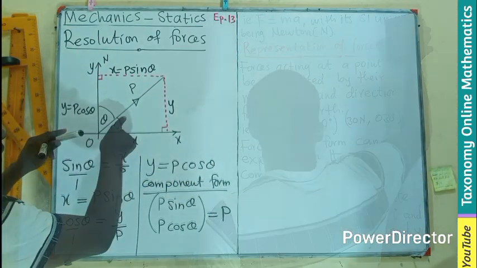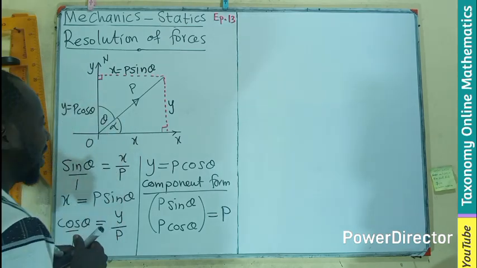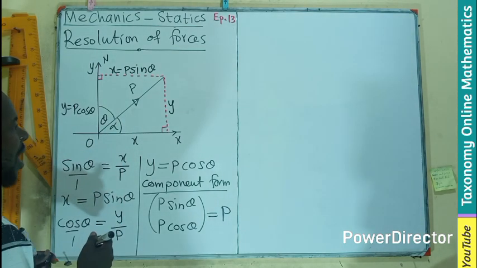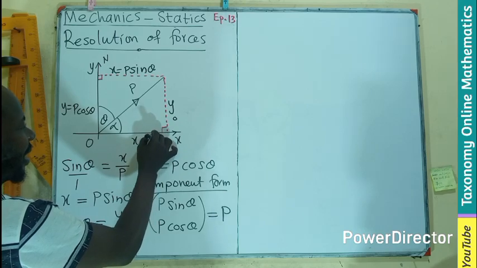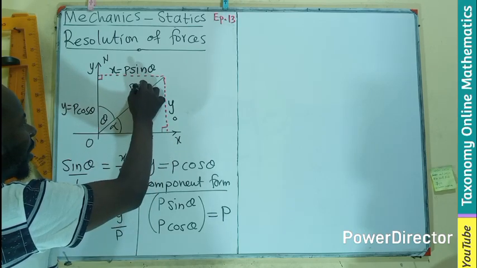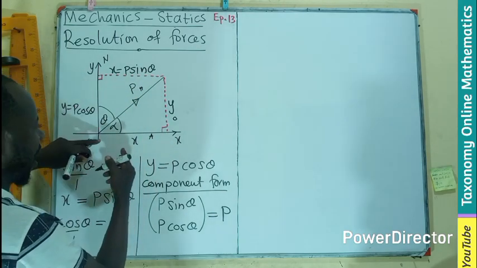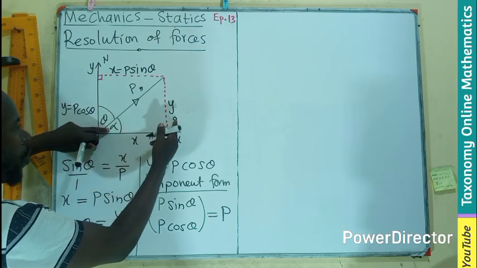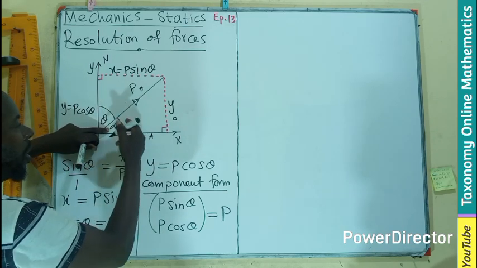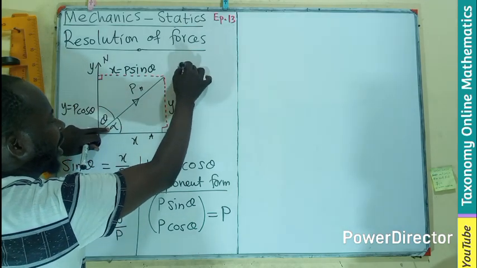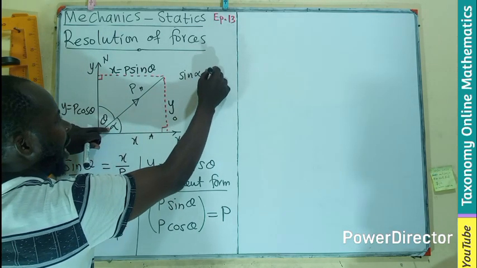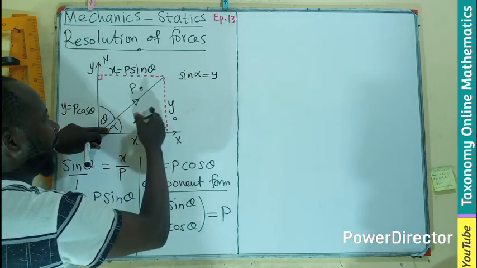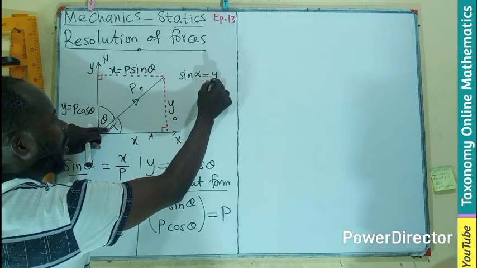So now let's make use of the alpha. If I am making use of the angle alpha, this is still the opposite side, this is the adjacent, and this is going to be the hypotenuse. So if I am using alpha, opposite over hypotenuse, I should have the sine of the angle alpha equals the opposite side, which is y, divided by what?